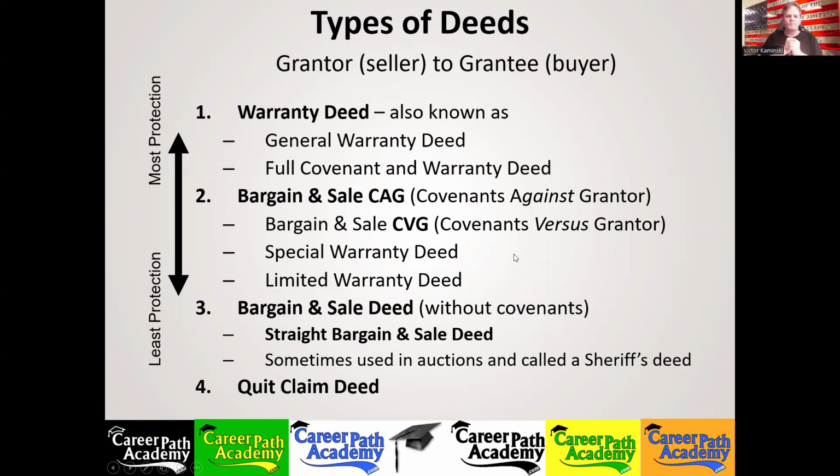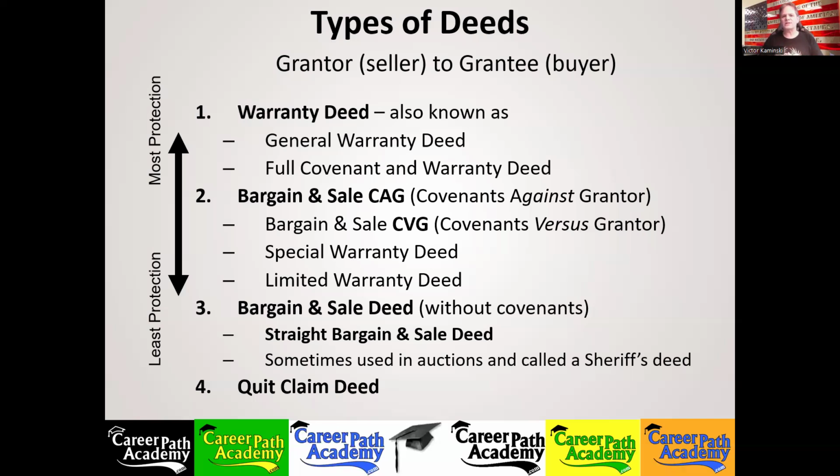Well, we're going to go over what each deed does. They're all used to transfer one's right, title, or interest in real property. But we got a full warranty deed. We're going to go over what all these guarantees or warranties are that are being given in a full warranty deed that make it offer so much protection. And then we're going to go over a bargain and sale CAG type deed.